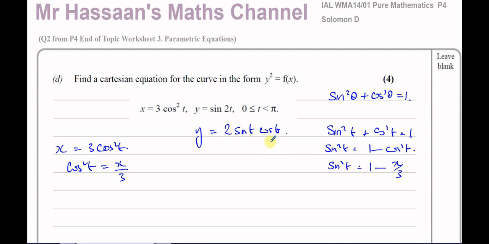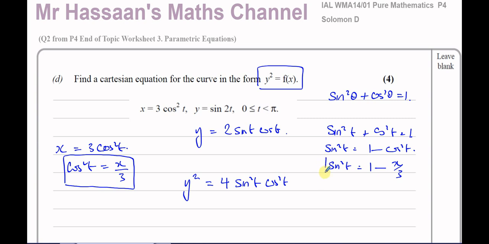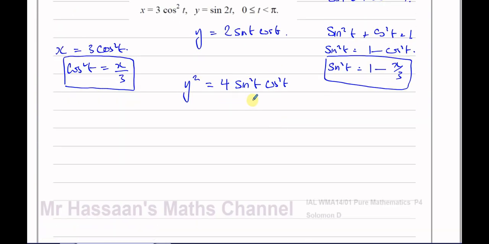Now it says, find a Cartesian equation for the curve in the form y squared equals f of x. So now what I can do is take this, and say that y squared is equal to 4 times sine squared t times cosine squared t. Okay, y squared, because we want to write it in the form of y squared. And I have an expression for cosine squared t in terms of x, and I have an expression for sine squared t also in terms of x. So I can now replace the sine squared t and the cosine squared t with what they are in terms of x, and I've got an expression for y squared.